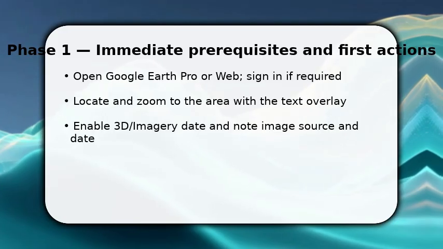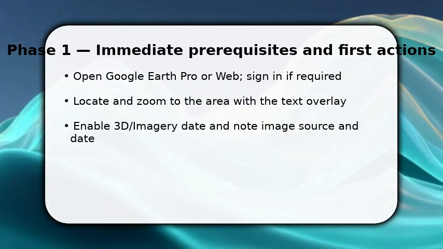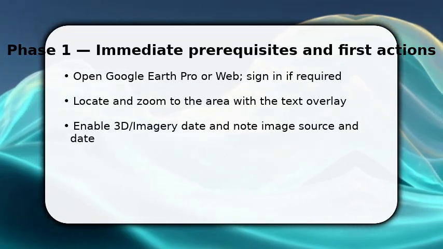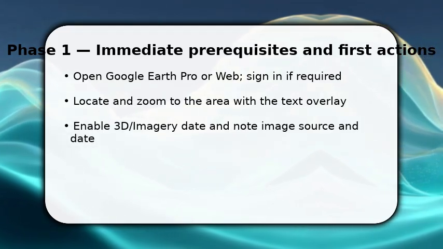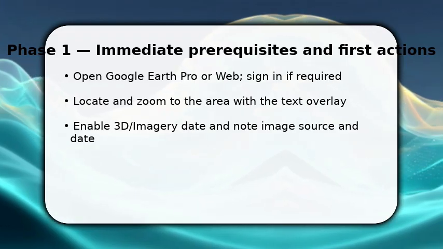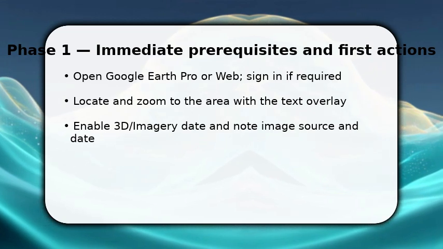Next, navigate directly to the imagery containing the text you want removed and zoom so the text fills most of the screen. Make sure to enable the best imagery date and 3D layers, because the higher the resolution, the less artifacting later. Once done, capture a high-resolution screenshot or export the image layer if Pro allows it, so you have a working copy to edit.